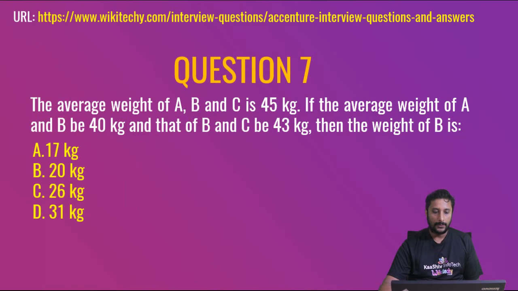Let's move on to the next question. The average weight of A, B and C is 45 kg. So A plus B plus C is 45, the average of A and B is 40, and the average of B and C is 43. What is the weight of B?